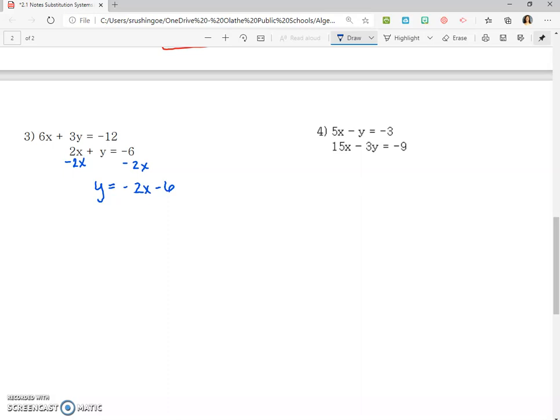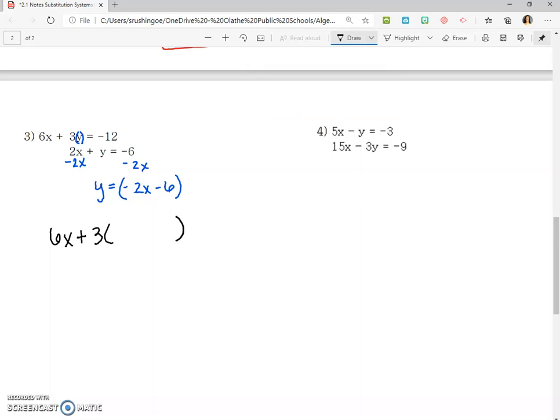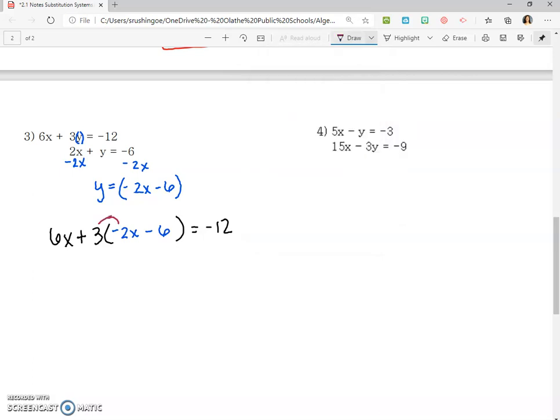So now I've got my y alone. I know I'm going to replace this y right here with this. So it's going to look like 6x plus 3 times, and then I'm going to replace the y with negative 2x minus 6. I need to do some distributing. So 6x minus 6x minus 3 times negative 6, negative 18. And then, 6x minus 6x is 0 x's. There are no x's. So we're left with negative 18 equals negative 12.